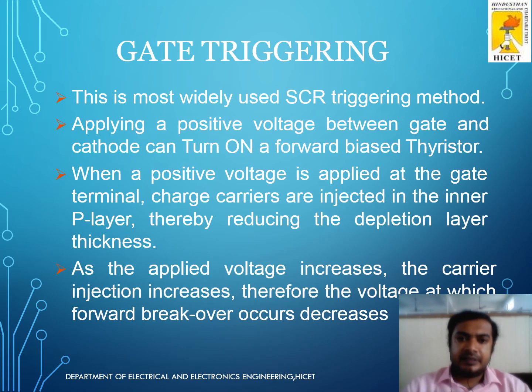As I said earlier, the gate triggering method is most widely used for triggering the SCR. Applying a positive voltage between gate and cathode can turn on a forward biased thyristor. When positive voltage is applied at the gate terminal, charge carriers are injected in the inner P layer, thereby reducing the depletion layer thickness. As the applied voltage increases, the carrier injection increases, therefore the voltage at which the forward breakover occurs decreases. So with a very small anode to cathode voltage, with the help of a gate current, you can bring the SCR to the forward conduction mode.